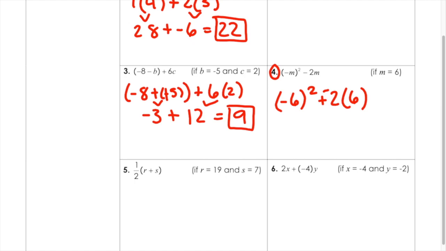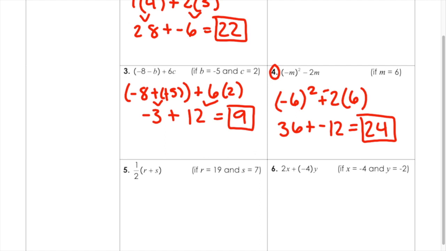All right, so I need to do my exponents first. Negative 6 times negative 6 is 36, plus negative 2 times 6 is negative 12. So all I have left is 36 plus negative 12, which is positive 24.